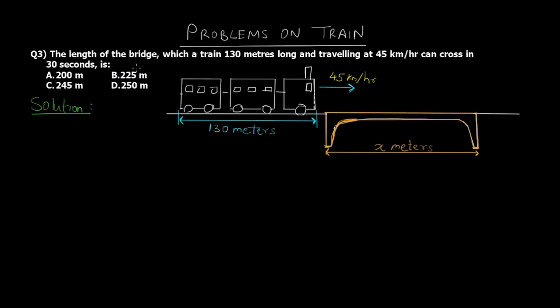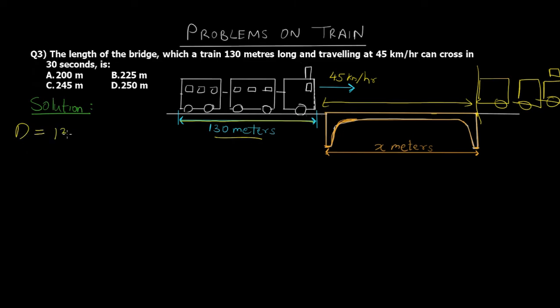Okay, so here's the question. The length of the bridge which a train 130 meters long and traveling at 45 kilometers per hour can cross in 30 seconds is. So we know that the train which is 130 meters long, which is traveling at 45 kilometers per hour, takes 30 seconds to cross this bridge of x meters. So this is the last position when the train would have crossed the entire bridge. So it would have covered its 130 meters plus this x meters of the bridge. So the distance is going to be 130 plus x meters that it is covering. Speed is going to be 45 km per hour and time is equal to 30 seconds.